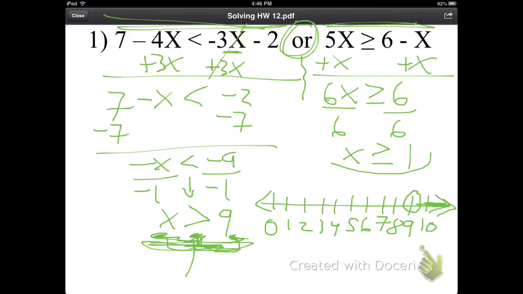And now I'm going to graph this guy where it says x is greater than or equal to 1. I need a circle at 1. Since there's this line here, I'm going to fill it in.